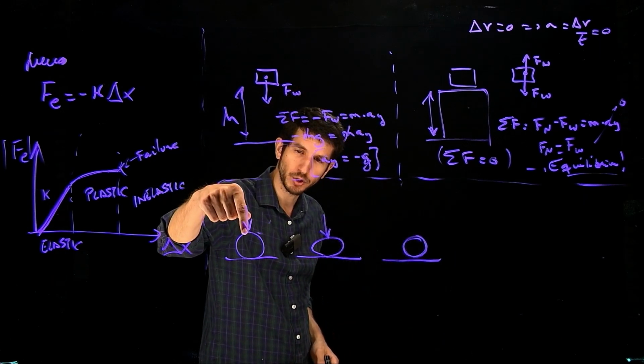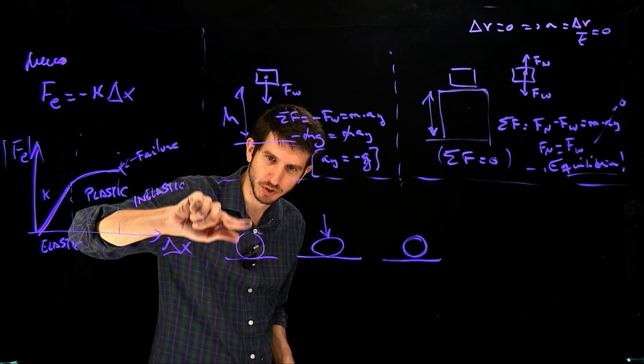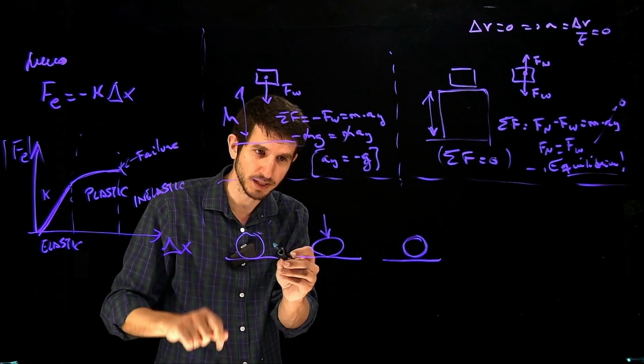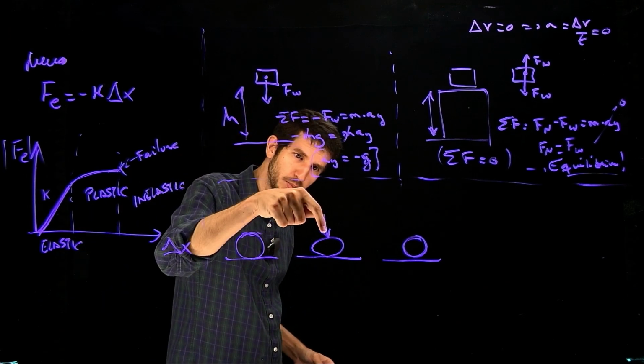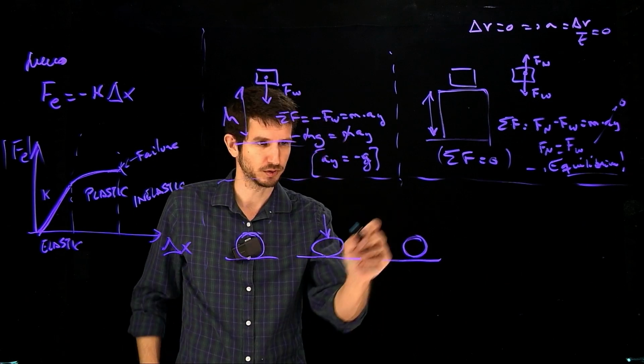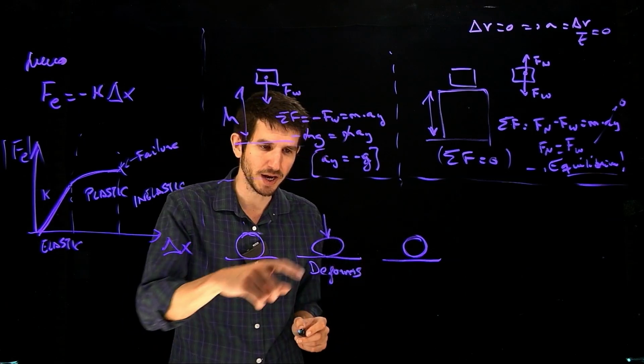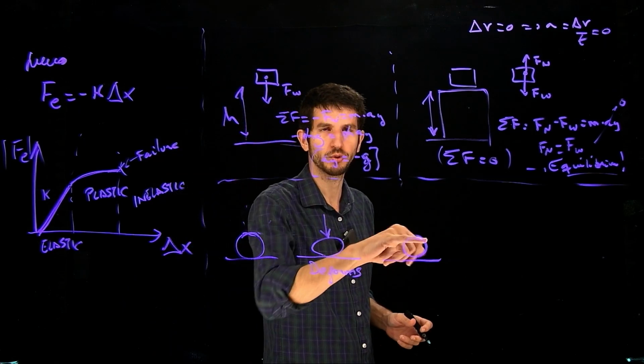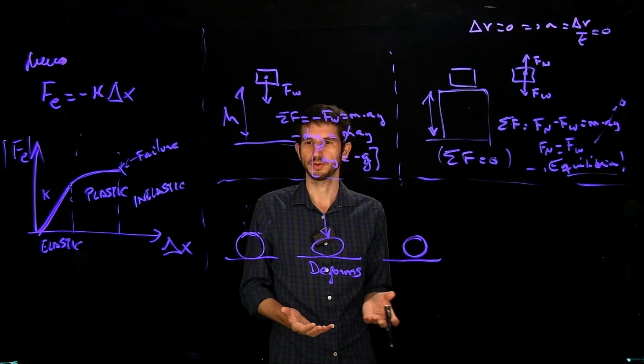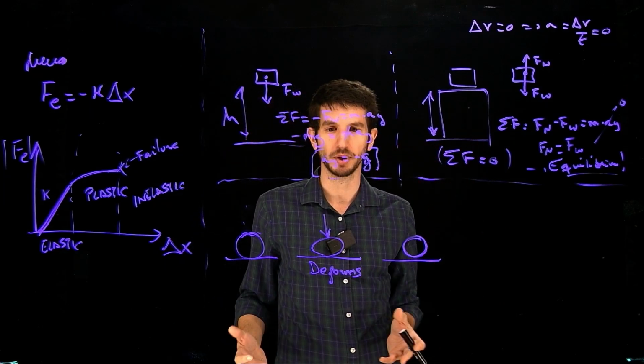So I apply a force, or let's just do it in here. No force, the object is like that, perfect, round. I apply a force, the object deforms, I release the force, the object goes back. So now I need to understand this thing. Why does it go from the deformed shape back to the original? And that's going to be answered by the same principle in here.